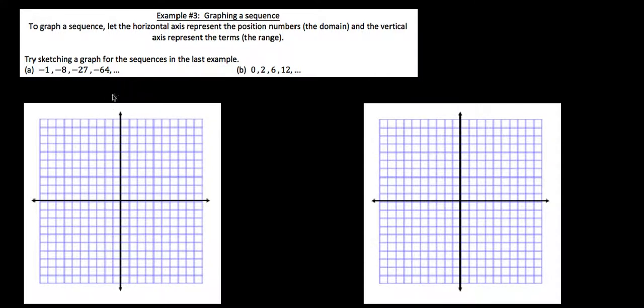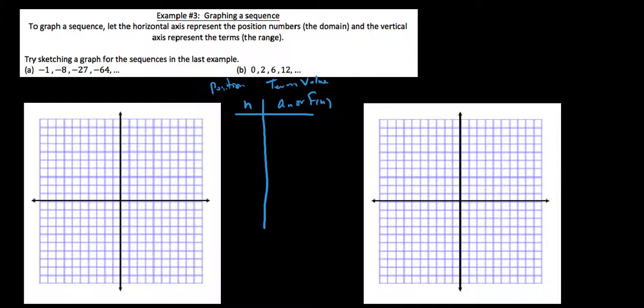The neat thing about graphing a sequence is that it's very much like graphing a function. If we have a set of points, we can go ahead and graph them. The thing that's slightly different this time is that instead of having an x and a y, we tend to have an n, or a position value, and then we have a sub n, or f of n, which represents our term value.